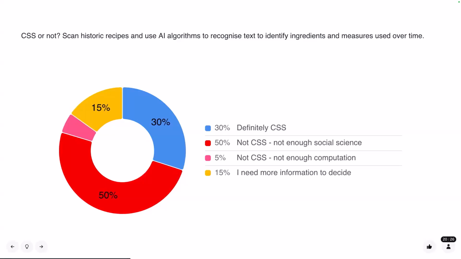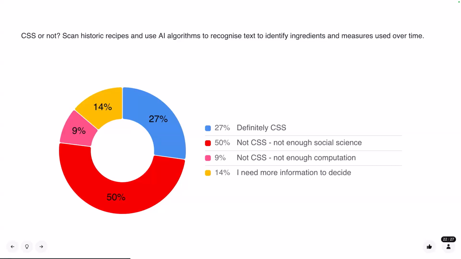So let's talk it through a little bit because I know that some of us have put different answers. This happens every time, and it's really good to talk through and get an idea of what this question is all about. Firstly, I probably wouldn't expect people to say that there's not enough computation. I know that some have said that, but let's go through it. It does sound quite computational here because we're talking about the use of AI algorithms and scanning recipes. So we definitely have a computational method being used here.